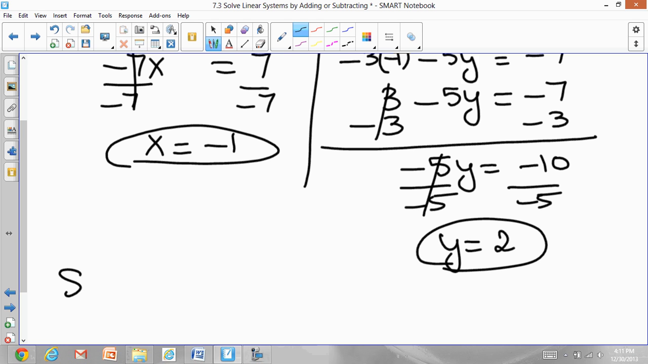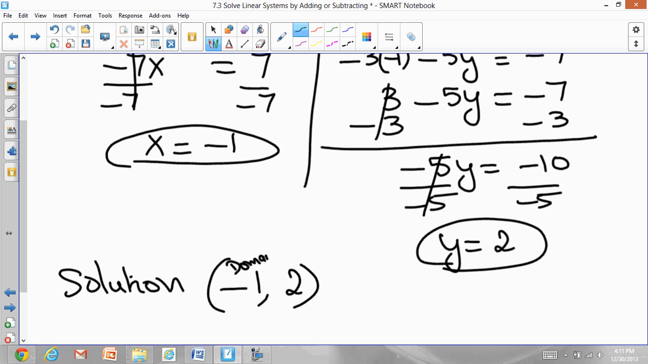So the solution in this case is going to look like negative 1, comma 2. And that is the answer. Now this is your domain, and this is your range. Your x value is your domain. Your y value is your range.